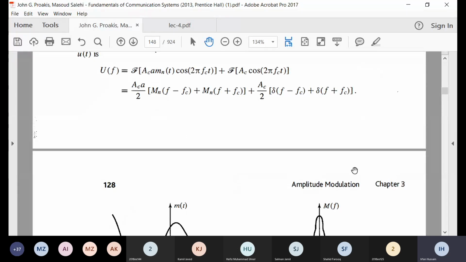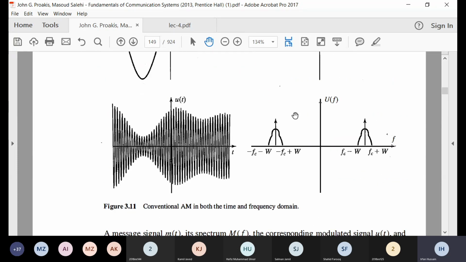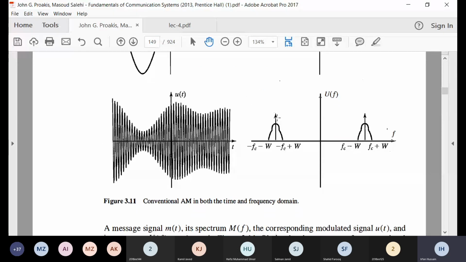And you can also see the amplitude here. This is AC over 2 and this will be AC A over 2. This will be definitely less than AC over 2 because A is a factor which is less than 1. That is why these are smaller as compared to the spikes which are of larger value.